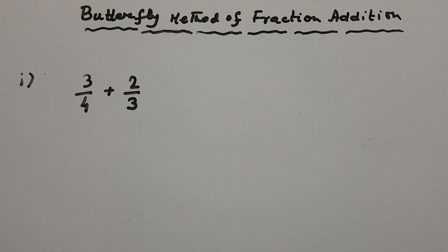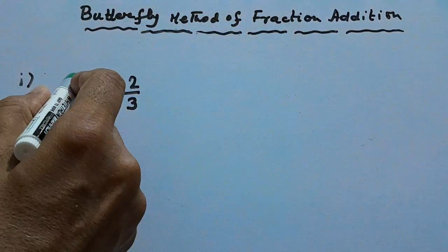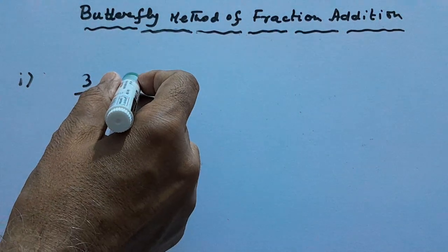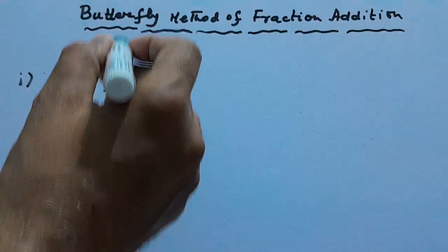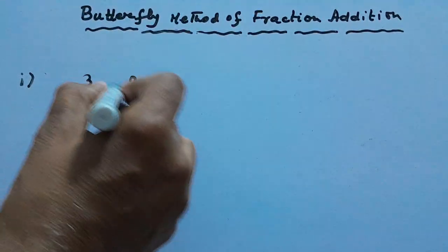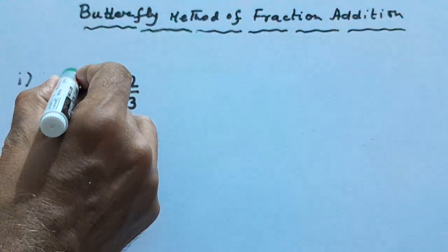Today we are going to learn the butterfly method of fraction addition. We have taken one example, 3 divided by 4 plus 2 divided by 3. Under the butterfly method, we will cross multiply these two numbers.